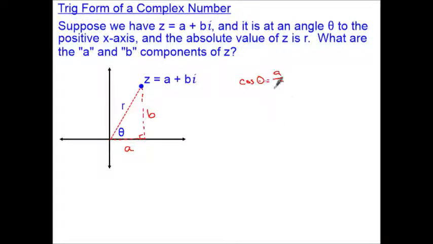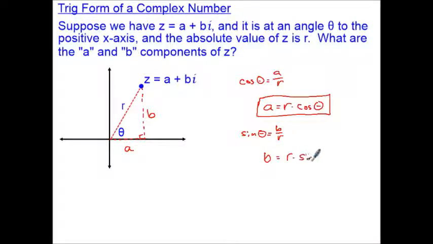So doing a little multiplying basically gets me a equals r times cosine of theta. Of course that little dot's optional, but that's what my a would be. In a very similar fashion, I can set up sine of theta equals b over r. So that lets me know that b is r times sine of theta. So there's basically how we start mixing a little bit of trig into this.